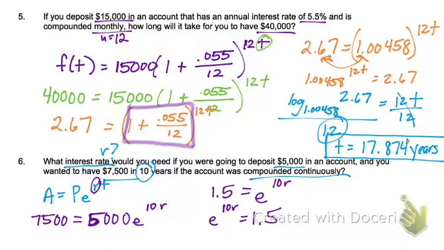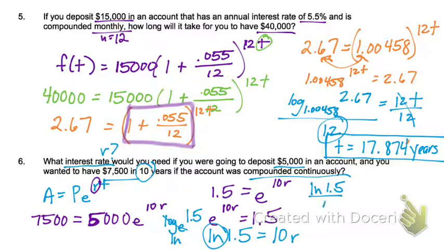When I put it in logarithmic form, the e comes down and I have log base e, but I'm going to write that as ln of 1.5 equals 10r. So how I got this is I just wrote log base e of 1.5. But I skipped a step and I just called this ln because it's the same thing. Then I divide each side by 10. And r you should get 0.0405, or we could say 4.05%.